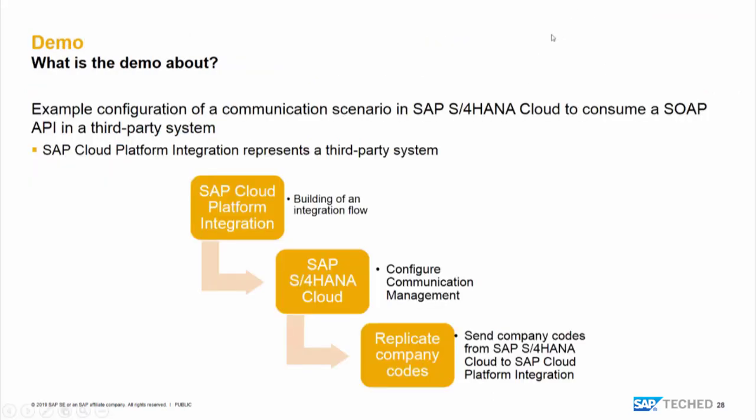All right, so in the demo, I'm going to use a pattern of an integration flow for SAP Cloud Platform integration, and then configure an S/4HANA Cloud system to use that integration pattern in order to send company codes from S/4HANA Cloud to a third-party application, where here the SAP Cloud Platform integration is basically standing in for that third-party system. Let's see how that looks in the demo.